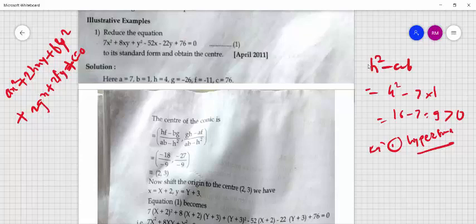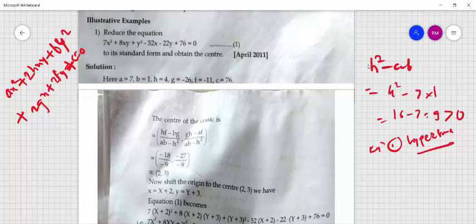(hf minus bg) upon (ab minus h square), comma, that is a point. That's why this is always going on in two dimensions, in the xy plane. So a point we can describe, separated by a comma. Here this is the x coordinate, this is the y coordinate. Just substitute the values of h, b, g, a, b, h in this result. We get 2, 3. This problem, center of the conic, was already discussed in the previous lecture, so it is not difficult for you to understand the center. So we obtain the center is 2, 3.